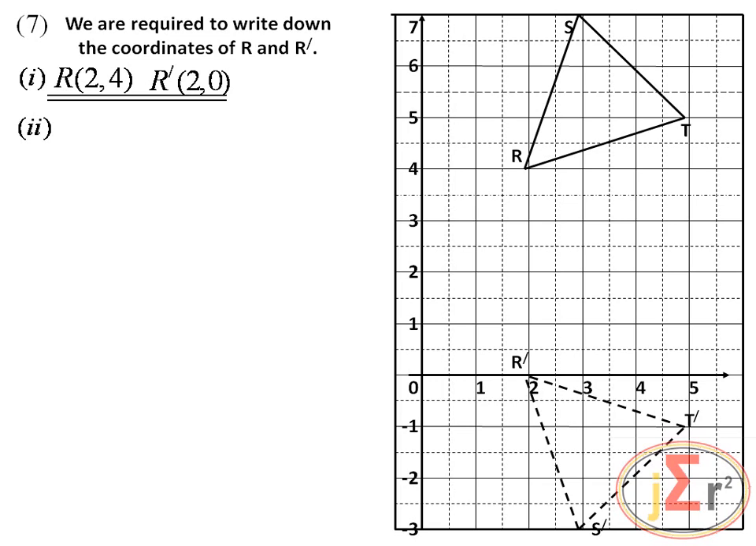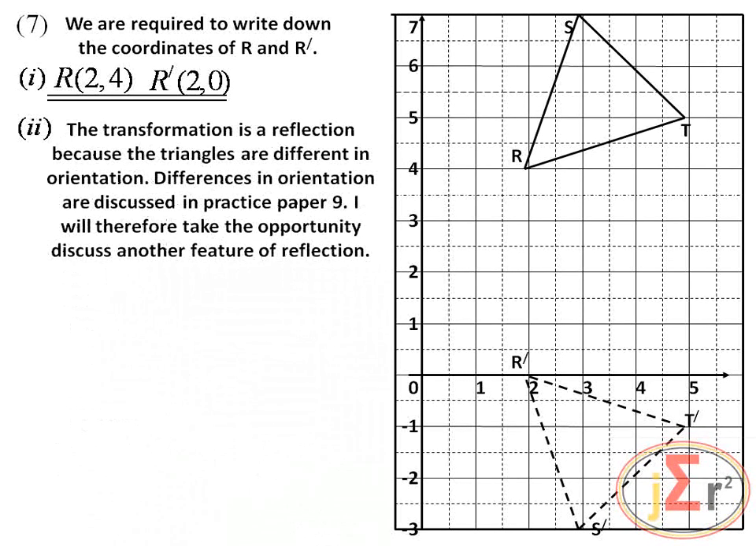Describe completely the transformation which maps triangle RST onto triangle R prime S prime T prime. What is the transformation that maps this triangle onto this one? The transformation is a reflection because the triangles are different in orientation. When triangles or figures are different in orientation, then the transformation that we assume is reflection.